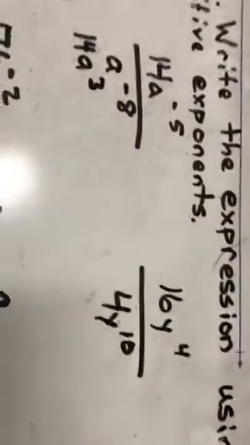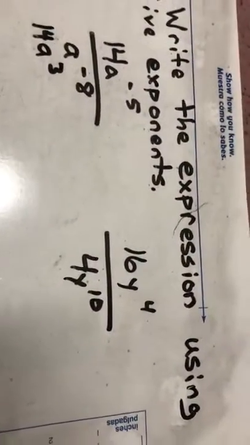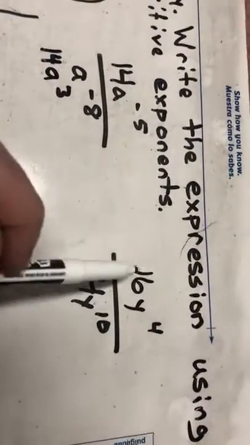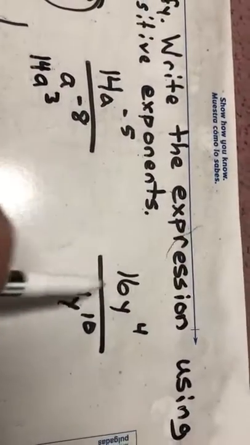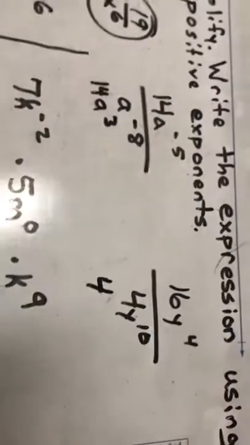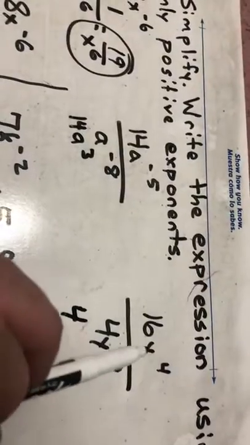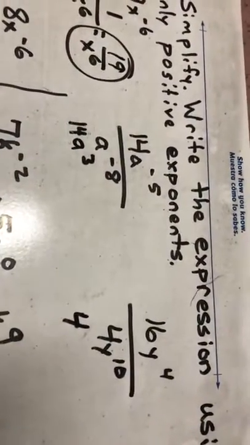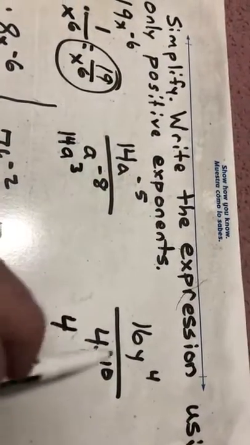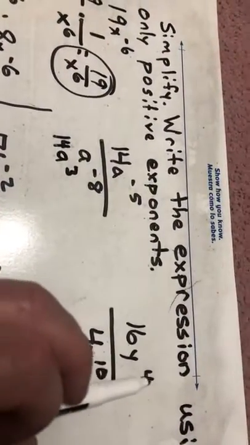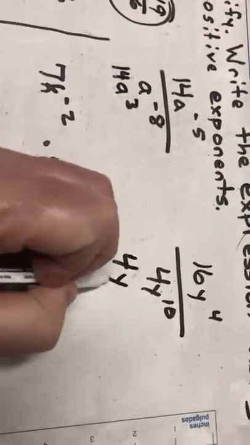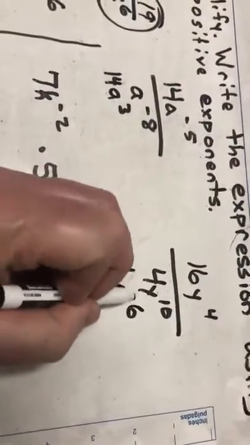Let's look at this next one. 16y to the power of 4 being divided by 4y to the power of 10. Well, the first thing I want to do is deal with the numbers. 16 divided by 4. Well, 16 divided by 4 is 4. Then I'm going to do y to the power of 4 being divided by y to the power of 10. Well, same base number, so I just subtract the exponents. 4 minus 10 gives me negative 6. So I end up with 4y to the power of negative 6.